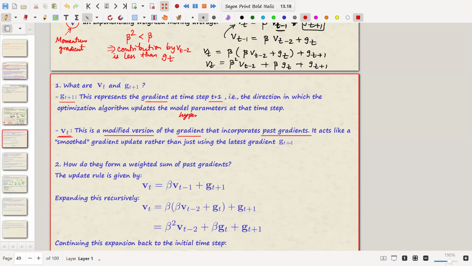Why are we taking the past gradients? We saw the concept of leaky average. Leaky average was taking the past values and was able to smooth it out. In the case of this function, you will see the gradient is very abrupt. To smooth out that abrupt variance in the gradient, we are using the past values of the gradient. Therefore, here the concept of leaky average comes. So it acts like a smoothed gradient update rather than just using the latest gradient Gt plus 1.